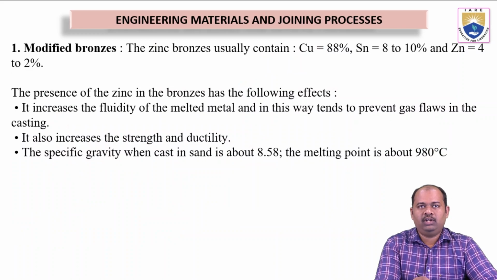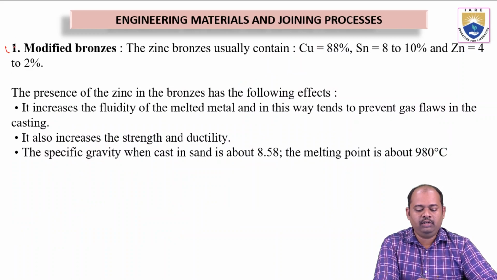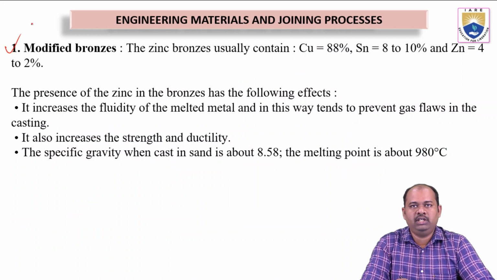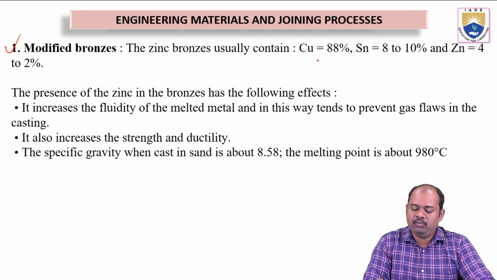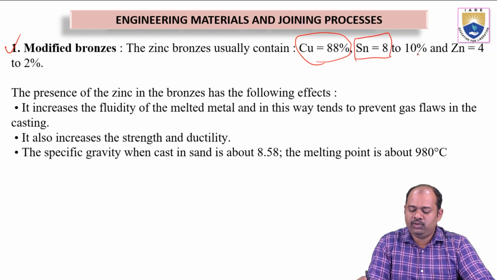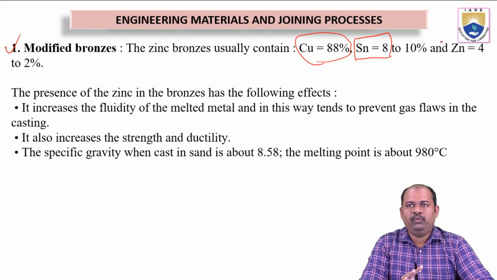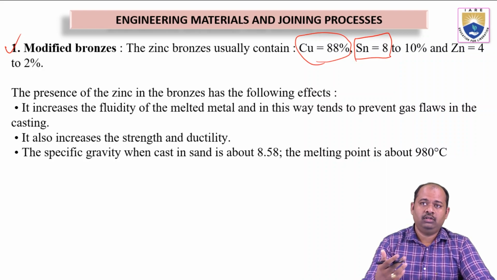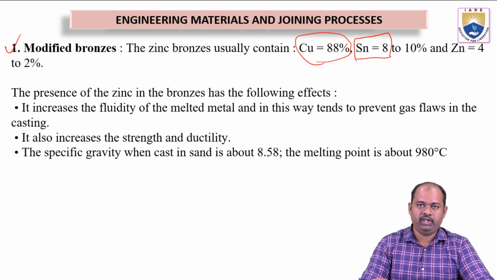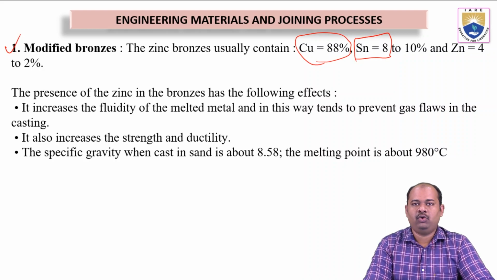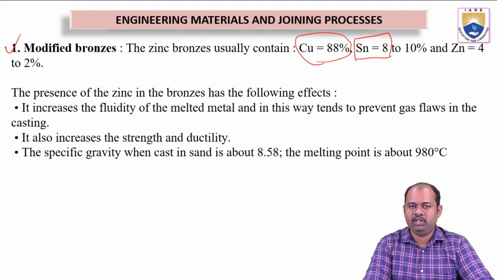And then we'll see what are the different types of bronzes that are available. These are modified bronzes. Zinc bronze usually contains about 88% of copper, tin about 8 to 10%, and zinc about 2 to 4%. So we are mostly adding copper, zinc, and tin. These three are combined to form bronze. If tin is not there, this is called normal brass. If tin is there, it is called bronze.